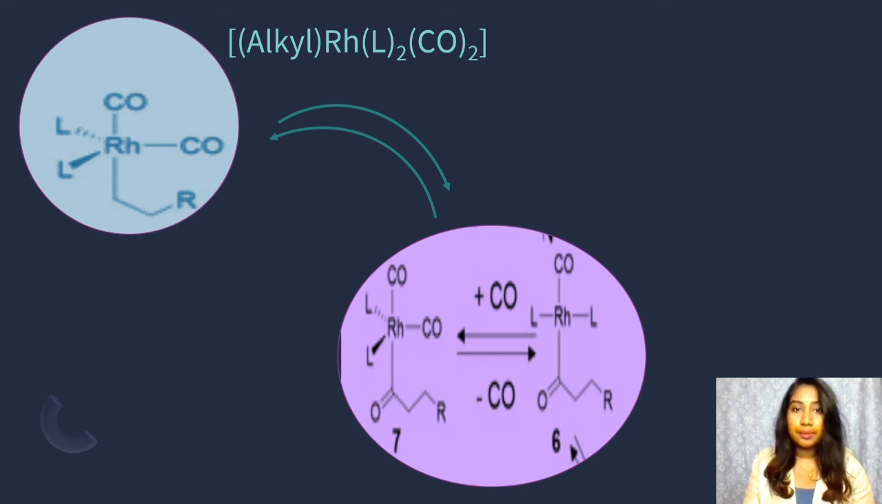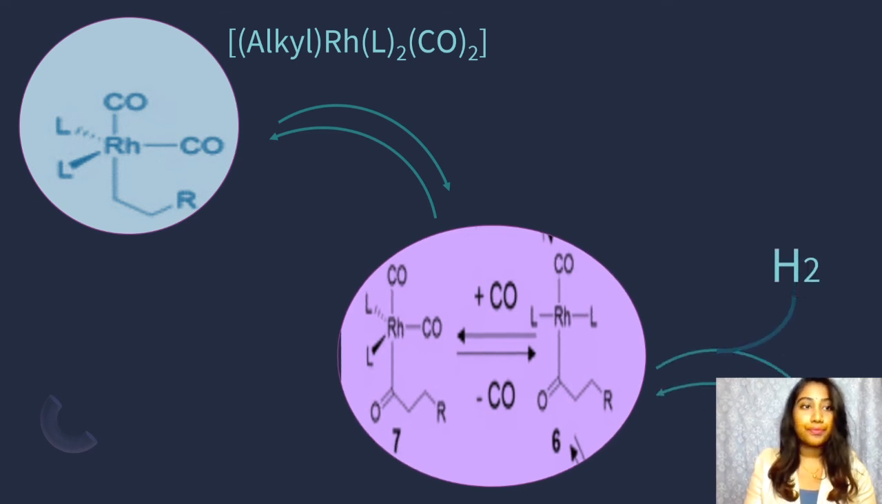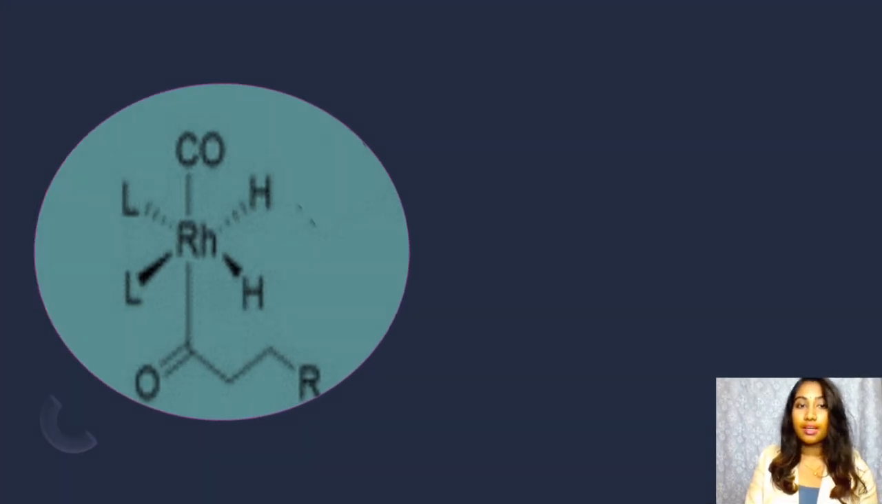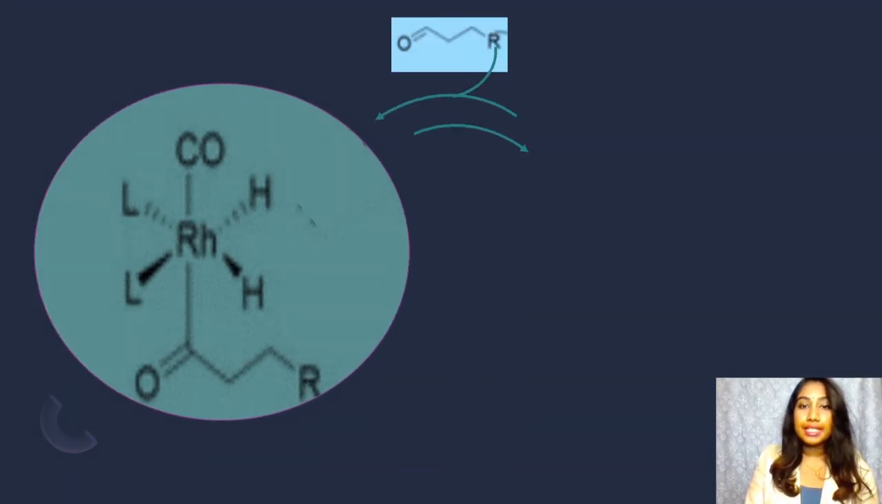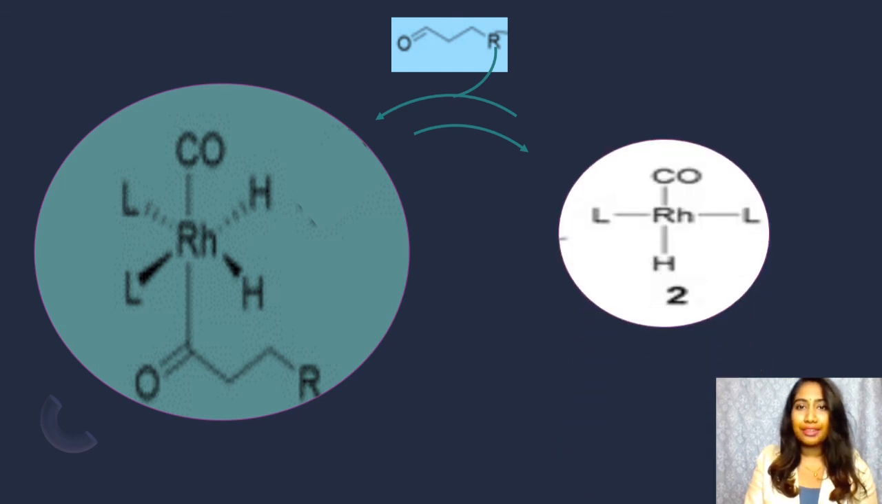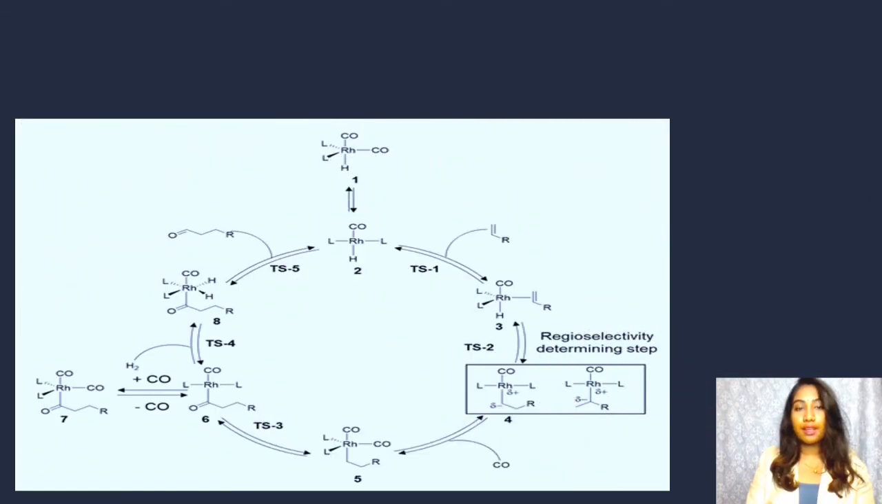But complex 6 can also undergo oxidative addition of hydrogen to form this n-aldehyde. The reductive elimination via the next transition state brings back the product formation and the regeneration of the catalytically active complex 2. That is basically all about the dissociative hydroformylation reaction mechanism for the formation of the linear n-aldehyde catalyzed by rhodium complex.